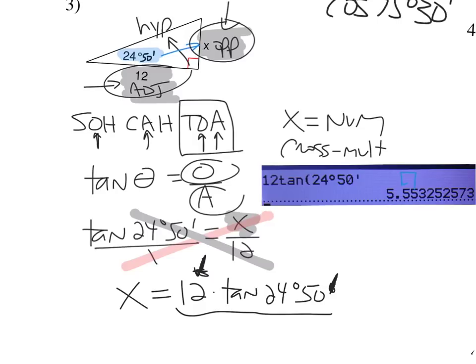Look at the second decimal place, which is 5. So that's going to kick this 5 up to 6. So our answer, 5.6.